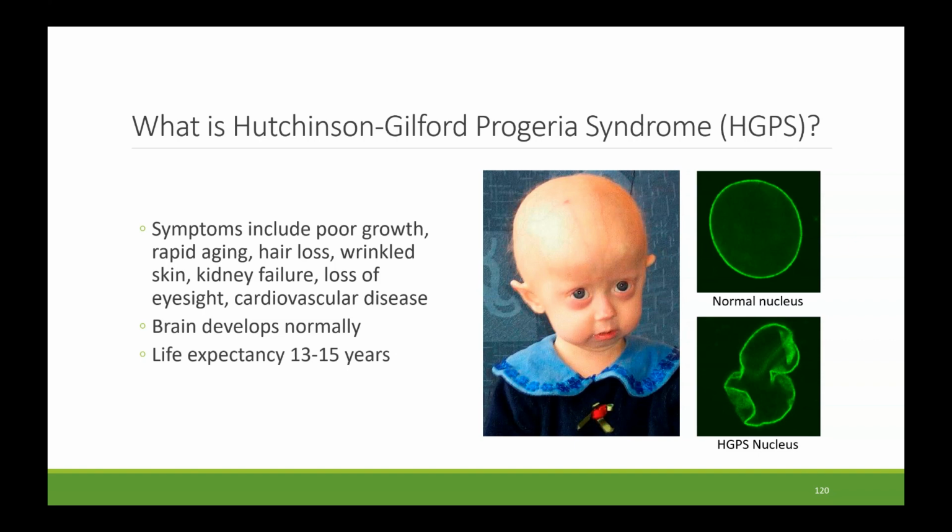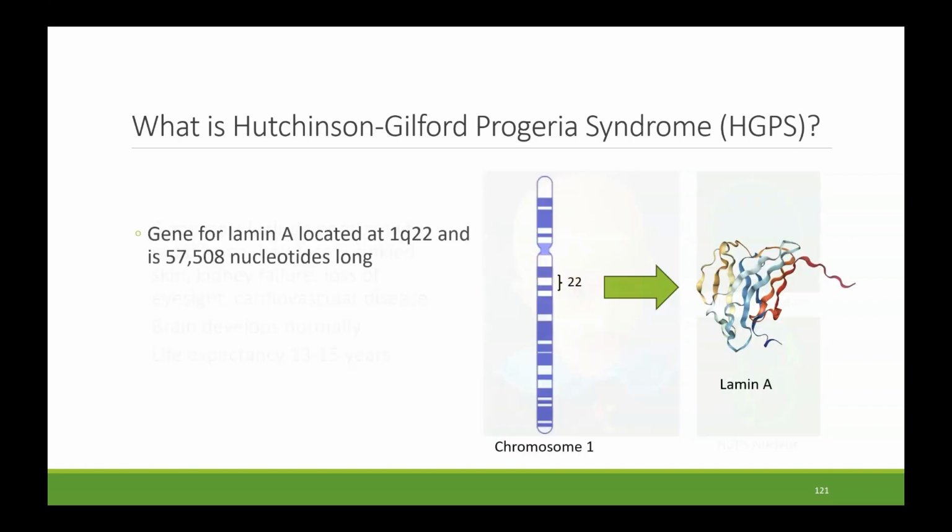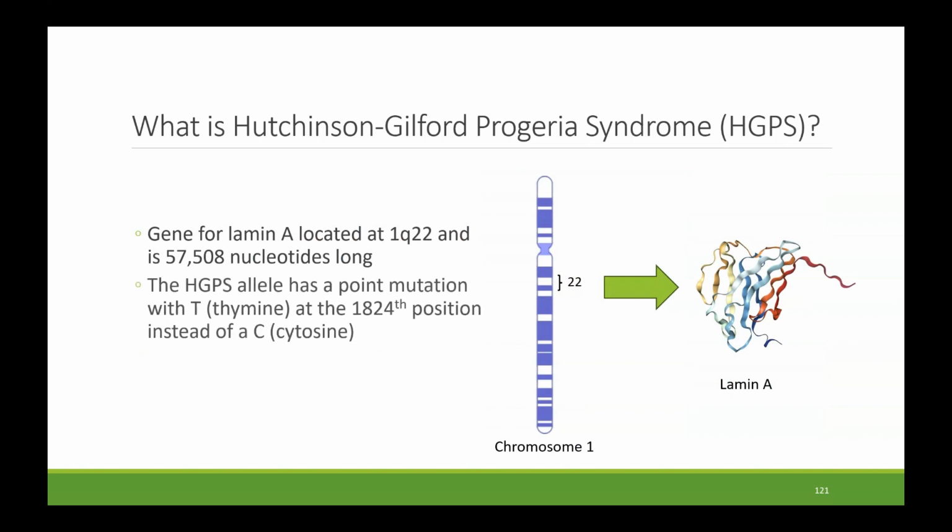So, what mutation causes this disease? The gene for the lamin A protein is located at 1q22. So chromosome 1, Q arm, site 22. The gene there is 57,508 nucleotides long, and at the 1,824th position in this sequence, the HGPS allele has a point mutation. There's a thymine in the disease allele, whereas it's a cytosine in the normal allele. So a C got swapped out for a T.